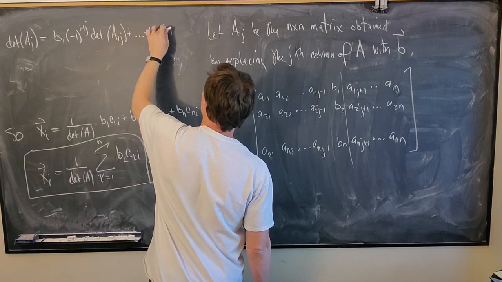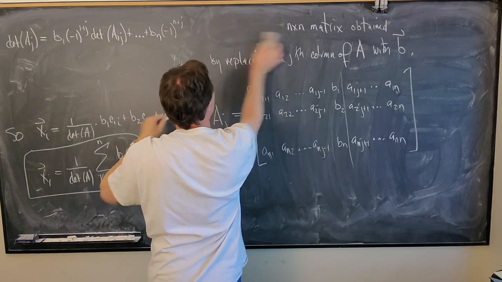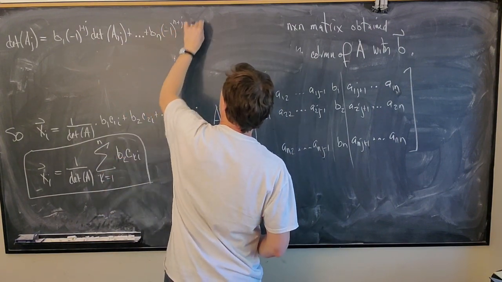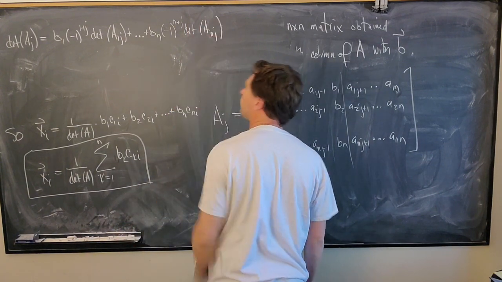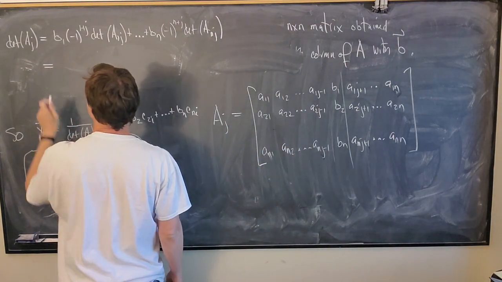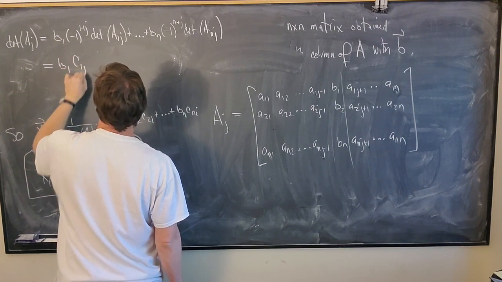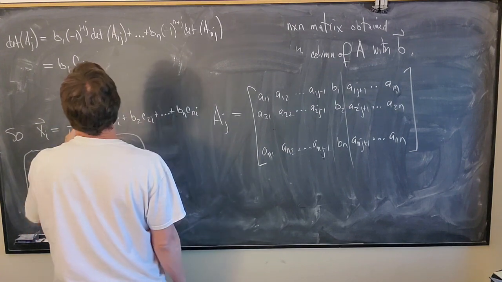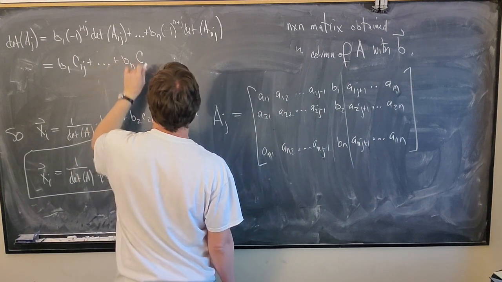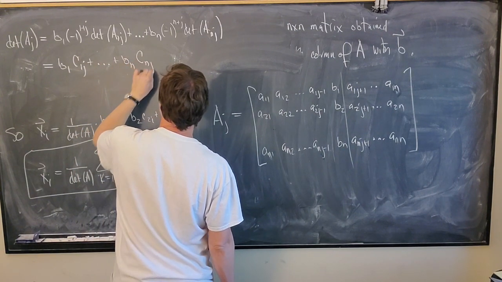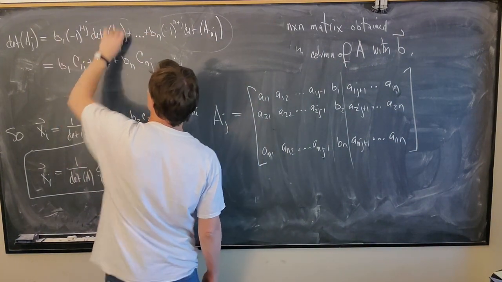times minus 1 to the n plus j times the determinant of A sub nj. Who's that? That's b1 times c1j plus dot dot dot plus bn c sub nj. Each like that right there, that's the njth cofactor. That's the 1jth cofactor right there.